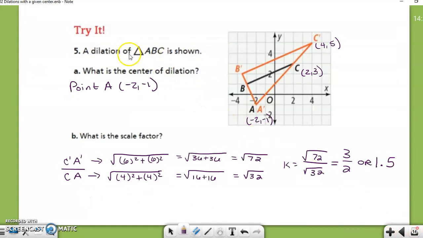Lastly, we're dilating triangle ABC as shown. So the original is in black, and we did an enlargement in orange. When I connect all of my vectors of corresponding points, I find that point A is my center of dilation. To find my scale factor, all I'm going to do is take my distance from C prime to A prime using my distance formula, and then from C to A, that's my original, using my distance formula, and then I can find my scale factor. It was indeed an enlargement. The orange is larger than the black, so I would expect it to be greater than 1.